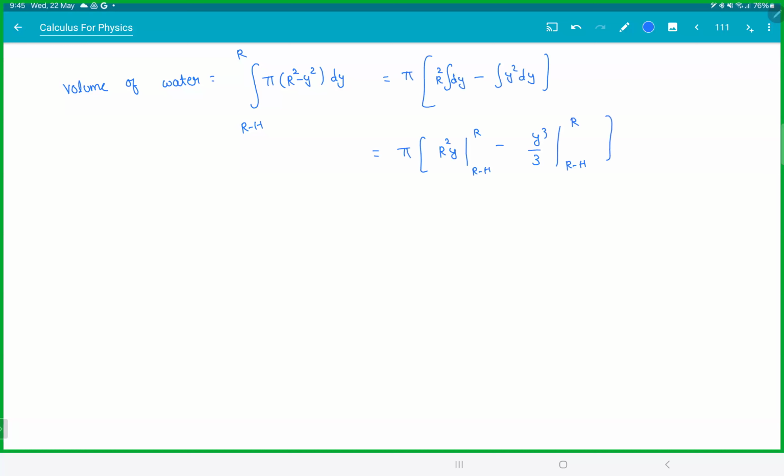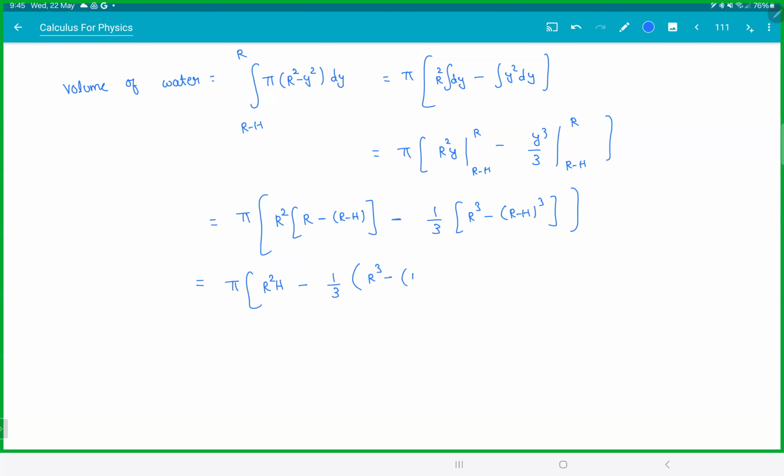Integration is actually quite simple there. Now substitute the limits. Pi, r square, so r, put the upper limit, minus put the lower limit, minus 1 by 3, r cube minus r minus h whole cube. Simplify this. Pi, r will cancel. You end up with r square h minus 1 by 3. This guy is r cube minus 3r square h plus. Everyone knows, right?